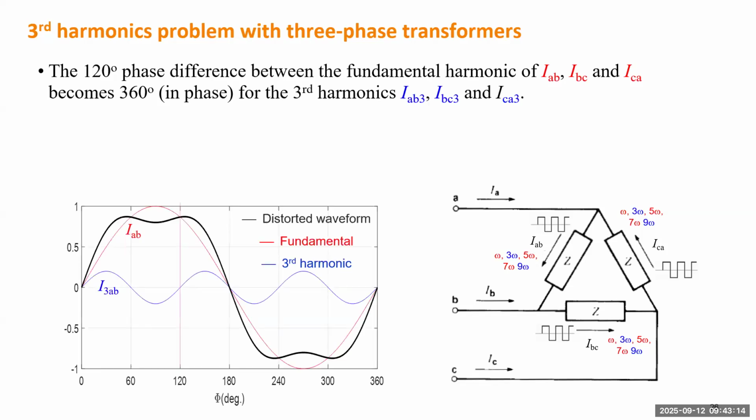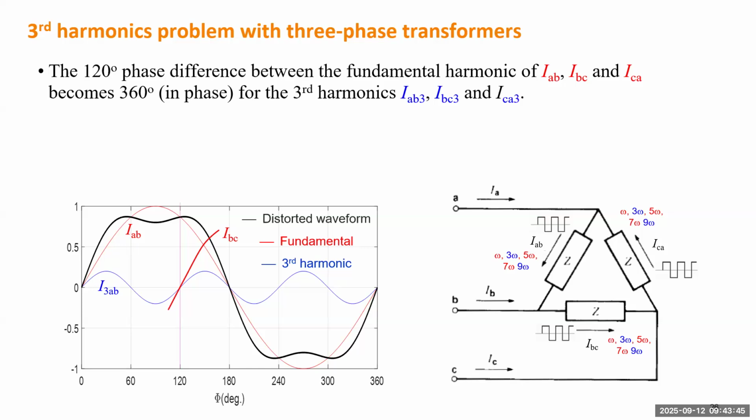For instance, this is a distorted waveform. It's already similar to the square wave, though still far from it, but this distorted waveform is made up by considering the fundamental and the third order harmonic. For the fundamental, the three phases have a 120-degree difference. But for the third order harmonic, they have no phase difference.